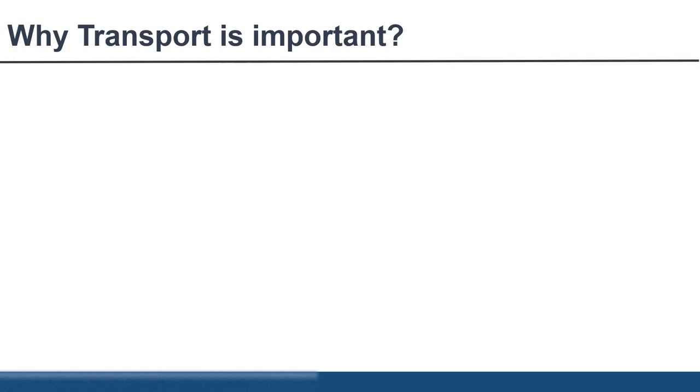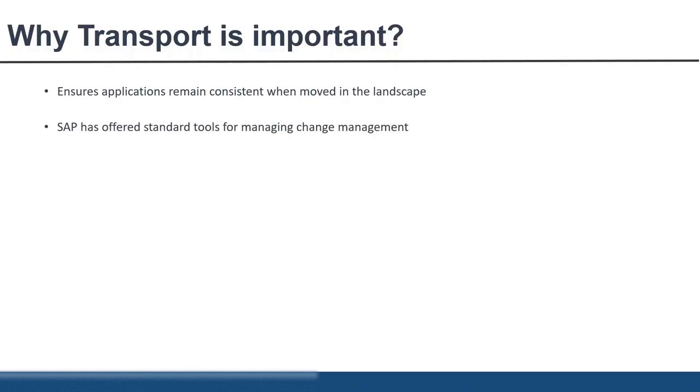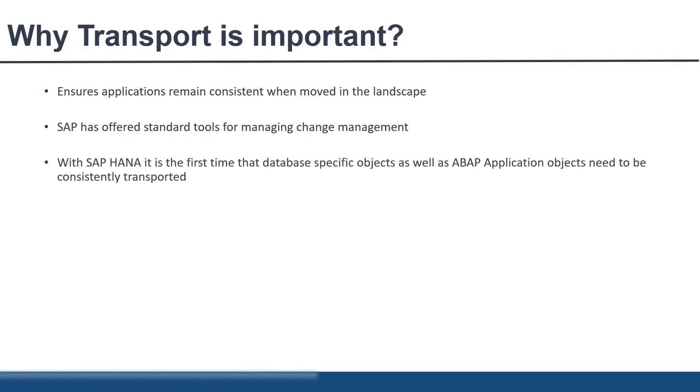So before we could begin, first of all, it is important to understand why transport is important. I'm sure you must be aware about transport management in SAP, which ensures the consistency of applications or development objects throughout your landscape. SAP has already offered some standard tools for managing change management. However, with the introduction of HANA, for the first time, you can see a combination of HANA objects plus ABAP objects which gets transported from one system to another.